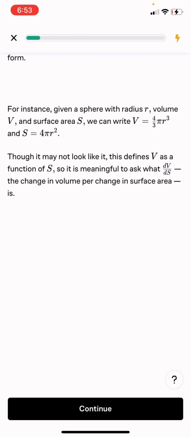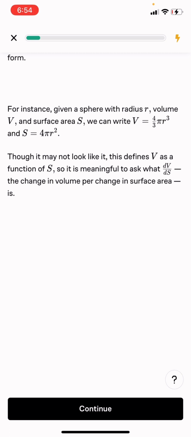For instance, given a sphere with radius r, volume V, and surface area S, we can write V equals 4 over 3 pi radius cubed, and S equals 4 pi radius squared. I guess never mind, these are just the formulas. Though it may not look like it, this defines volume as a function of S.